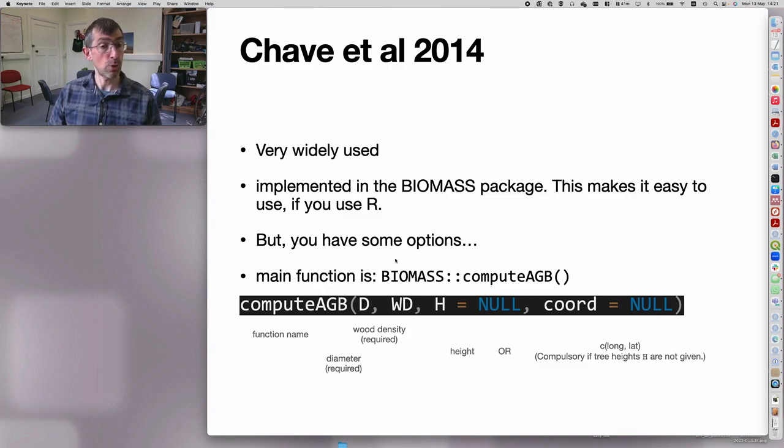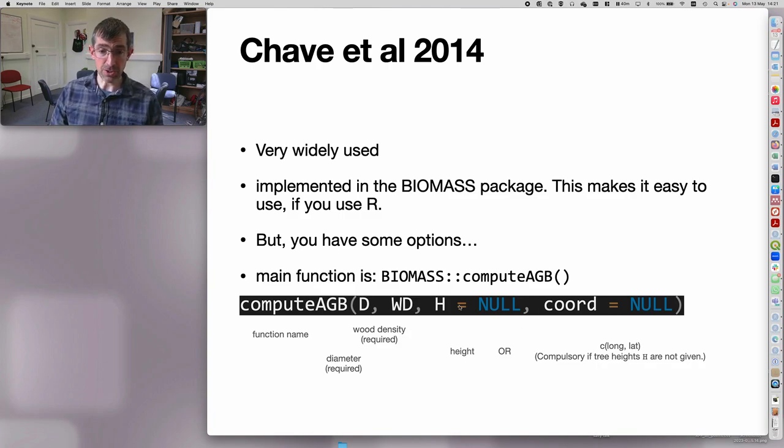It gives you some control over what you do, so we're going to try and understand the options that the biomass package gives you. But put simply, all you have to do is type the name of the function, which is compute AGB, tell it the diameter of the tree, tell it the wood density, and those two are required. And then, if you can, tell it the height. If you tell it the height, you don't need this coordinate argument. But if you tell it the height, it will come back and give you an estimate of the biomass of your tree, just using the equation that I showed you on the previous slide.